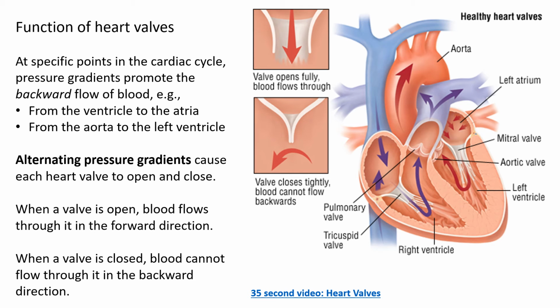There are 4 one-way valves in the heart, 2 semilunar valves and 2 AV valves. And when they're open, they allow blood to flow in the forward direction. When they close, they prevent blood from flowing in the reverse direction. And valves are always opened or closed by pressure gradients.